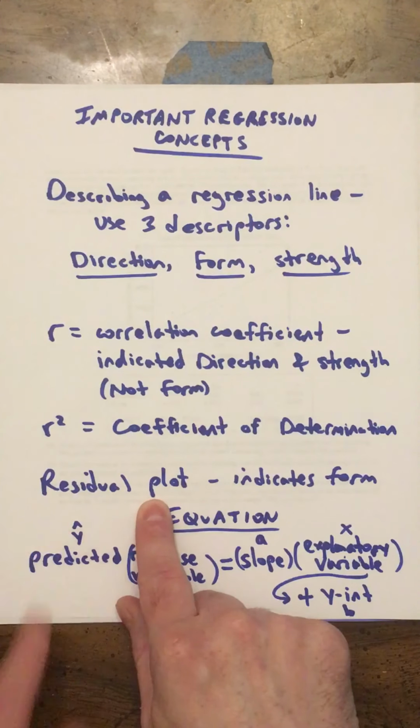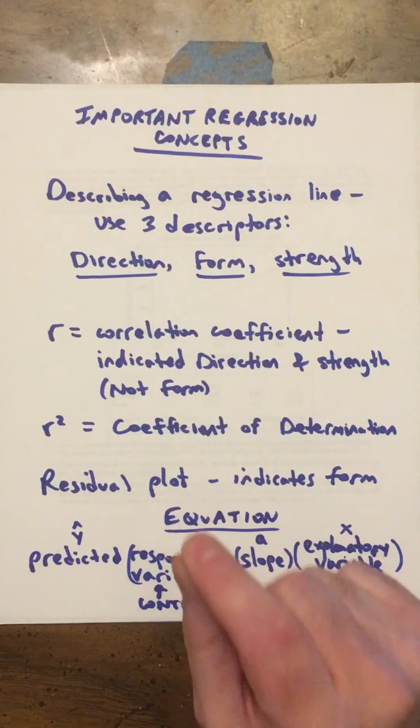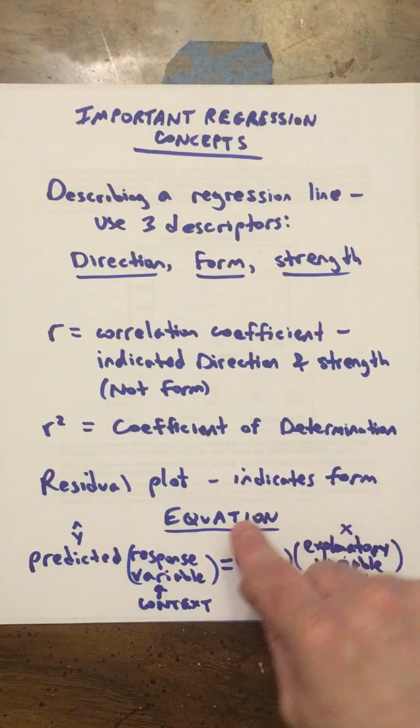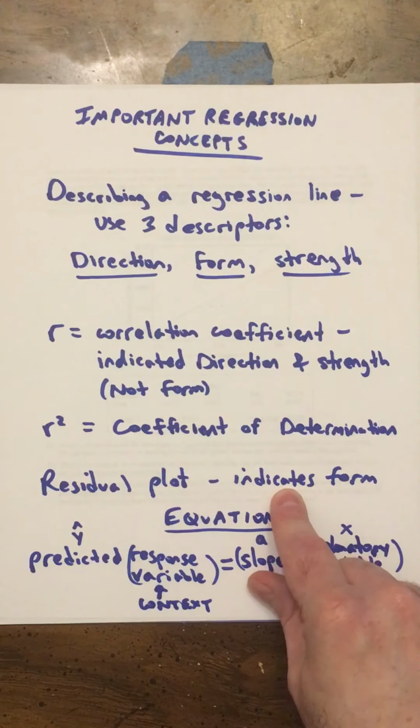The residual plot, when you take a look at the residual plot, if the points are scattered nicely above and below the residual plot, you could tell that the data would be linear, or that the model fits, okay?